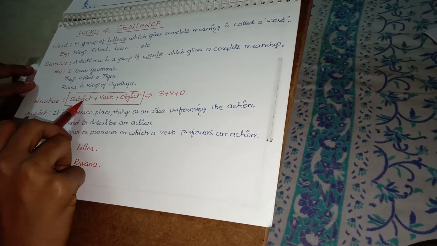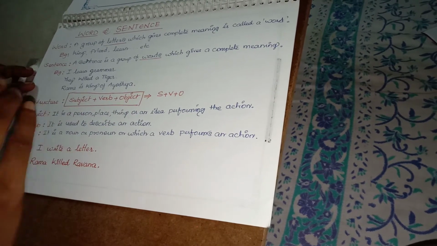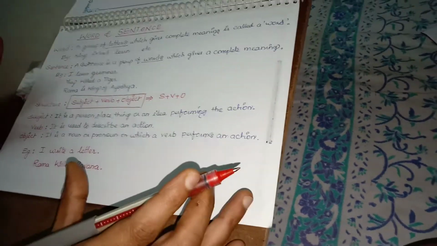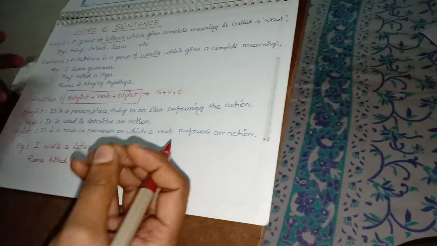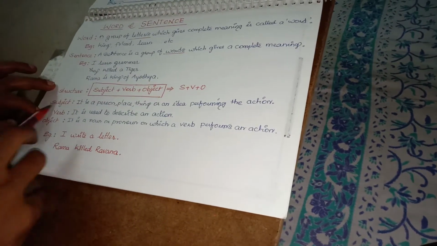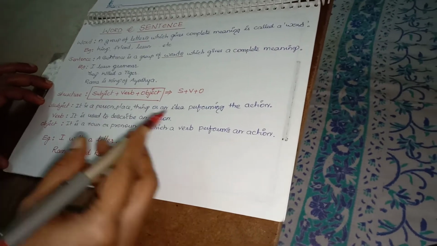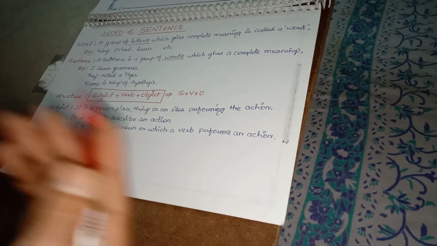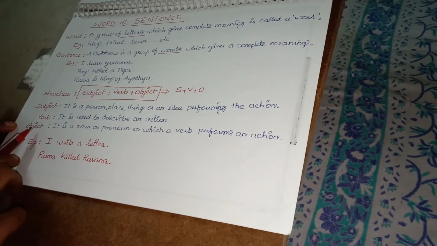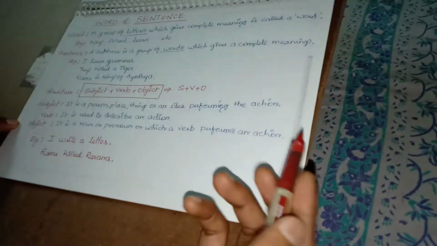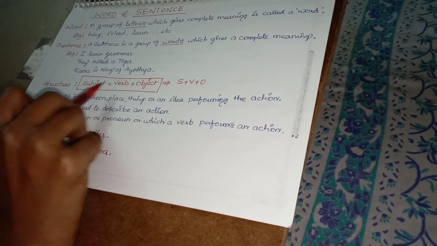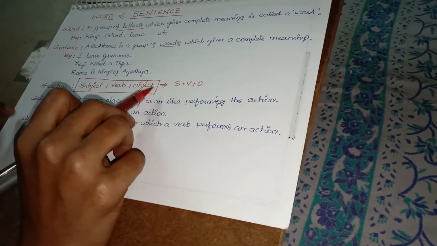The subject is the main part of the sentence, which may be a person, place, thing or an idea performing the action. The person who is doing the action is treated as the subject. The verb describes an action. What action is going on in that particular sentence, that action is known as the verb. And the thing on which the verb performs an action is known as the object. In this way, in an English sentence we have these three main components: subject, verb and object.